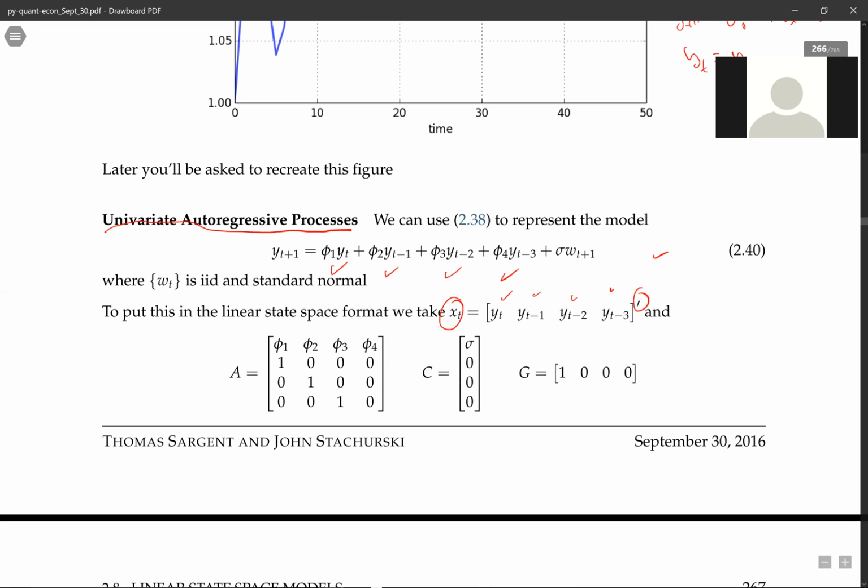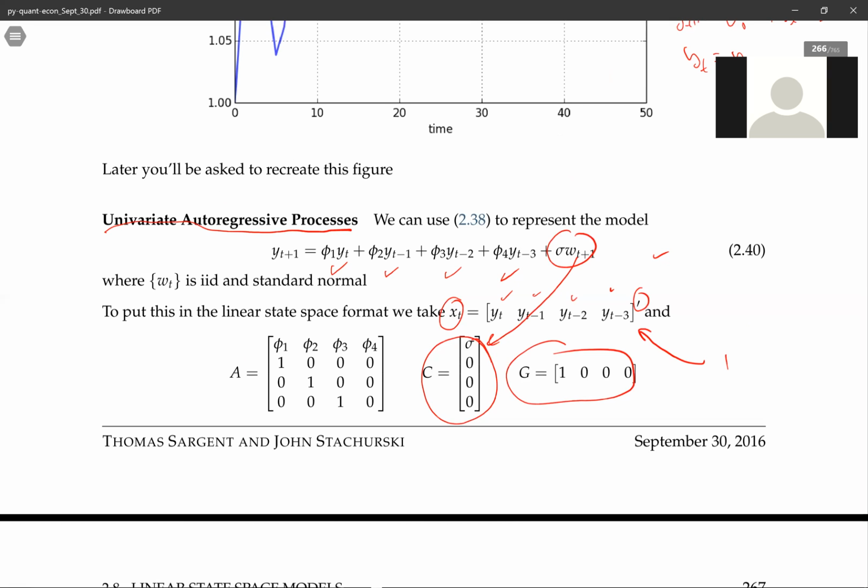And then look what our A matrix looks like. By the way, notice there's no constant here, so I don't have to have a 1. If I have a constant, I have to put a 1 in there. And then you can check it out. I advise you to do this. This is empowering. Multiply this system with these definitions. Now I have a C because I've got this shock here. That's the deal. So that's my univariate process.